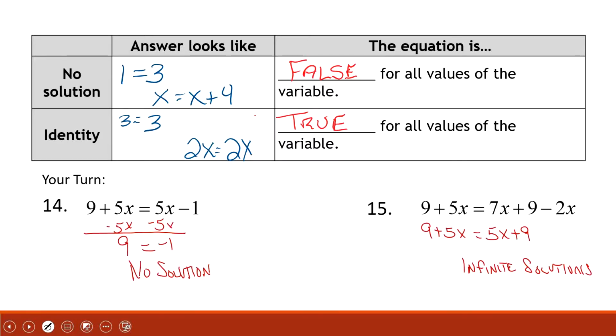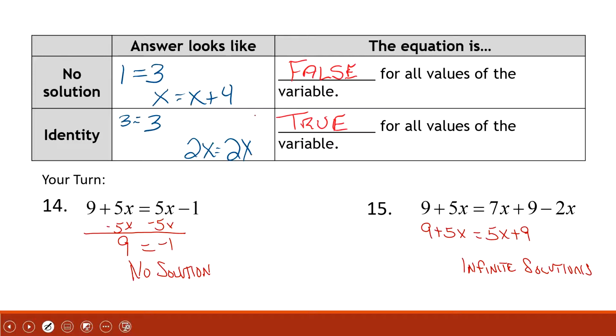Okay, first one, we go through, we kind of look at it quickly and say, wait a minute. They have 5x on each side, so those equal. They're always going to equal. Then I have 9 on one side and a minus 1 on the other side, so those aren't going to equal, so I have no solution on that first one.